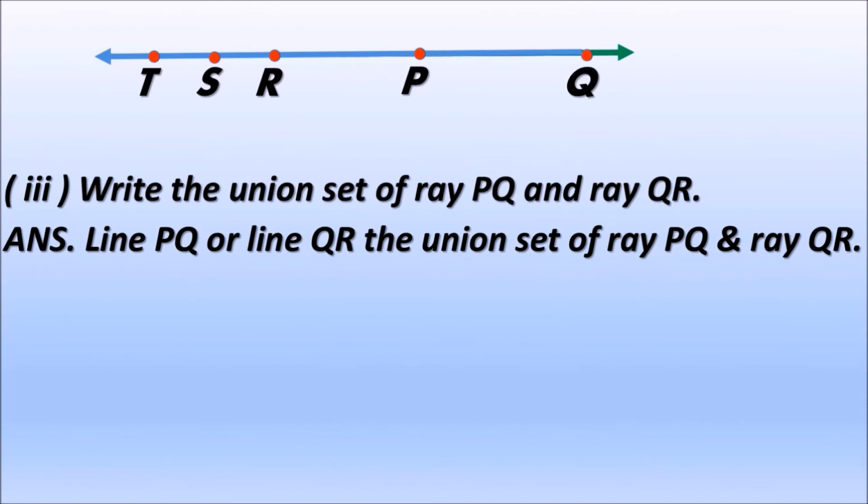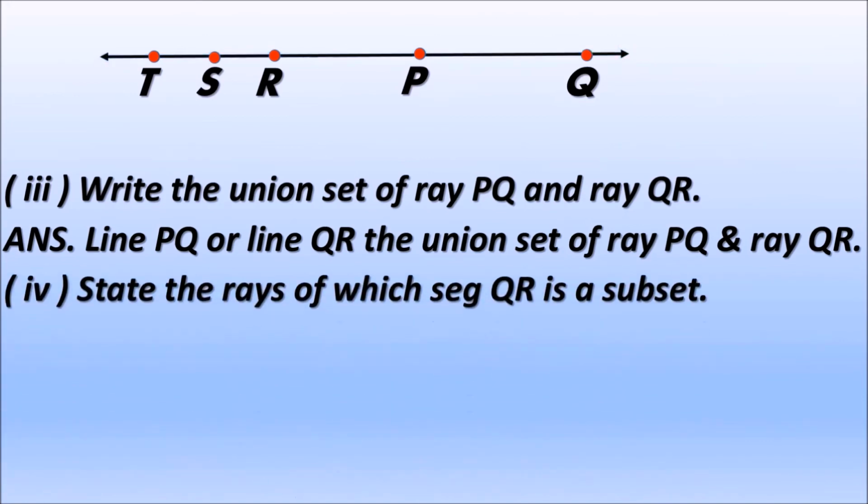You can see there are many points on this line. To name this line, you can use any two points which lie on it. You can say it is line TS, line SR, line SP, line RQ, line TQ. There are many names for this line, and you can call it with any one of the names. So what is the union set of both the rays? It is line PQ.